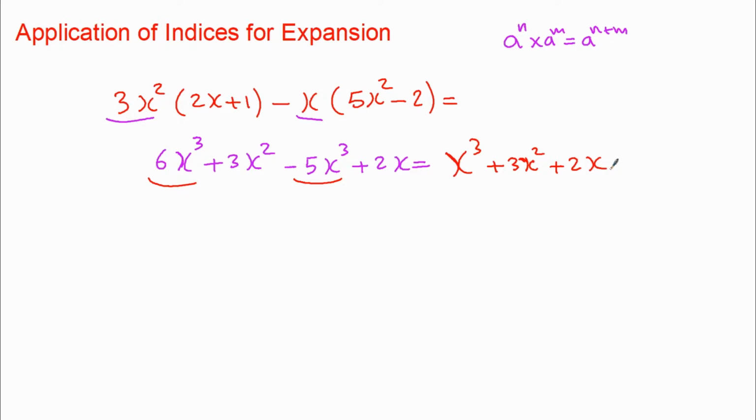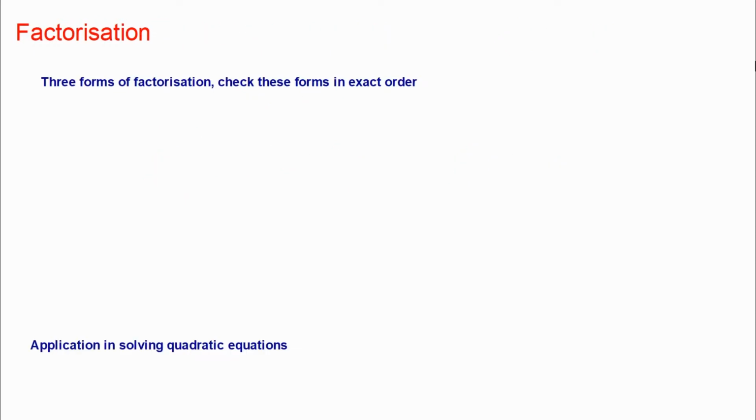So if we go to the next page, the other thing that we need to look at here is factorization. When we look at factorization, in total we have 3 different forms of factorization, and we need to check these forms exactly in this order that I'm going to put in here. The first one, we need to check common terms. 2, we want to check difference of 2 squares.